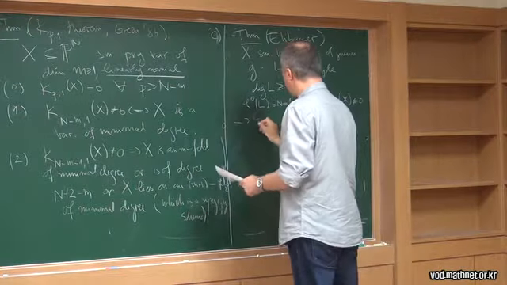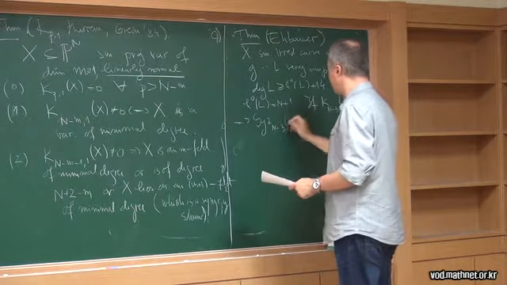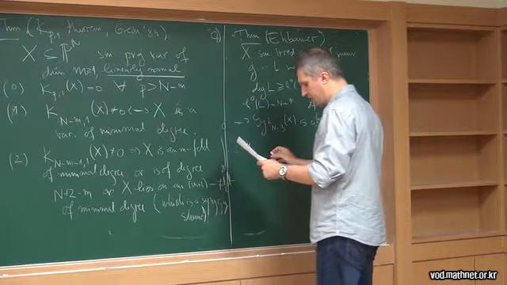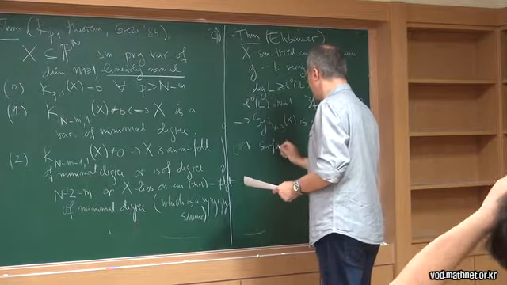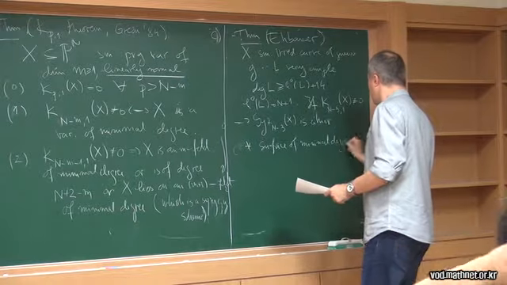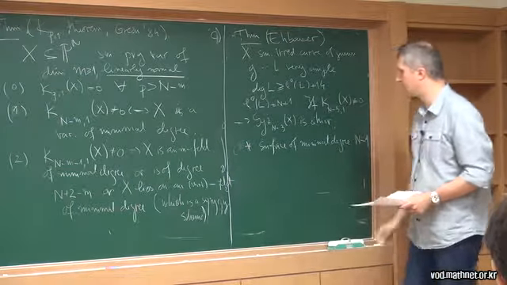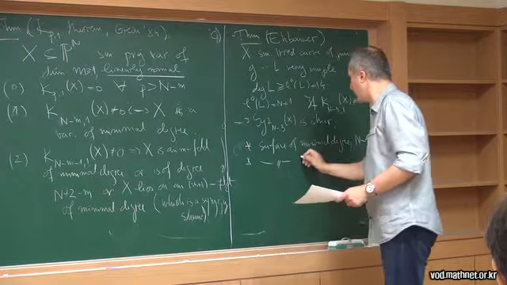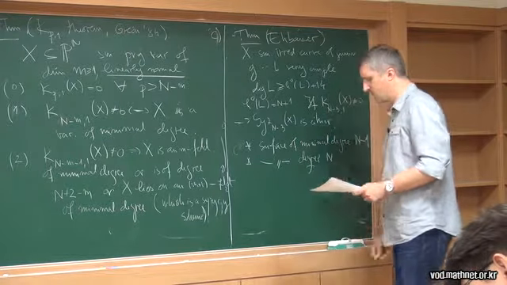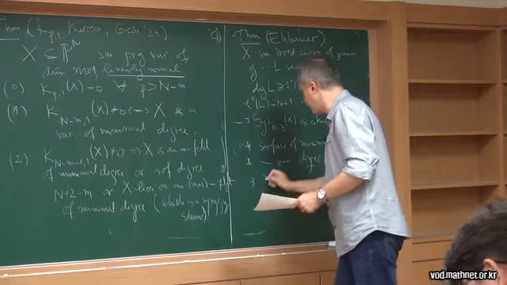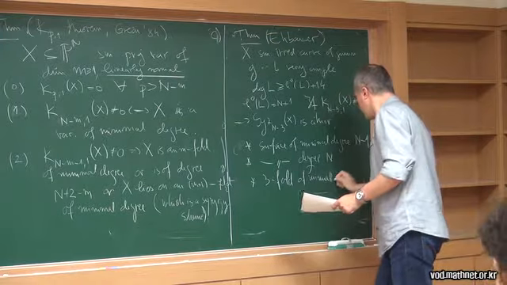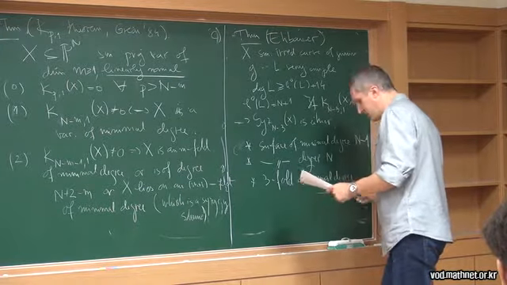Then the syzygy scheme Syz_{n-3} of X can be a surface of minimal degree, and the minimal degree is n minus 1, or a surface of degree 1 more than the minimal, degree n, or a threefold of minimal degree n minus 2.